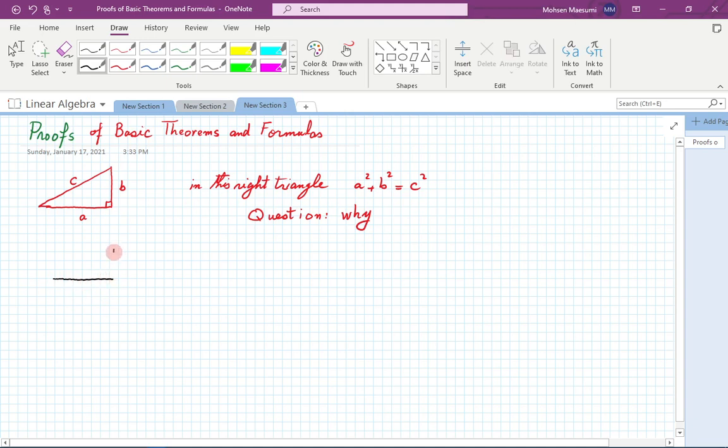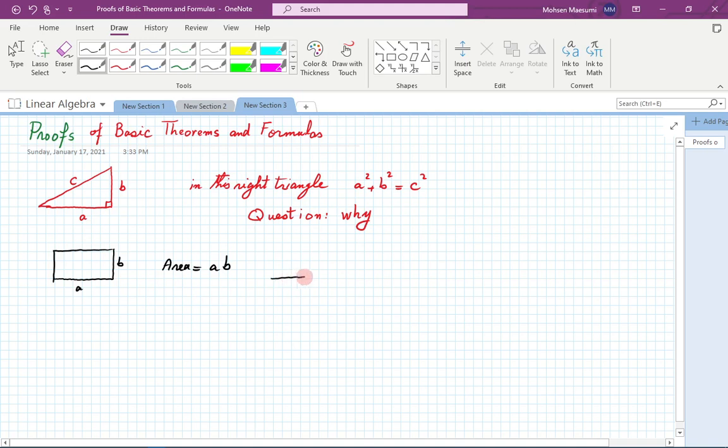One is, if you have a rectangle with the sides a and b, what would you say the area of that is going to be? Well, the area of a rectangle is just going to be a times b. We agree on that one.